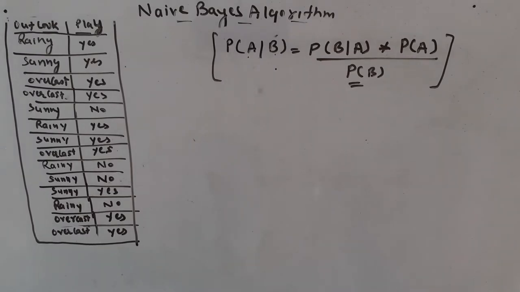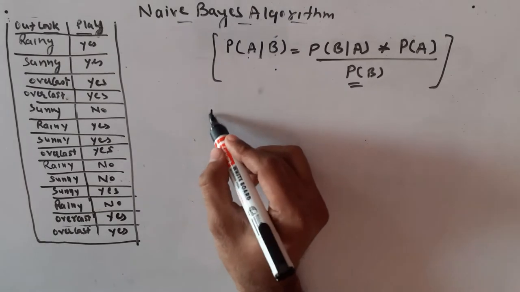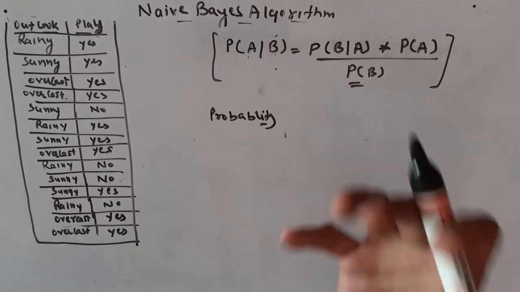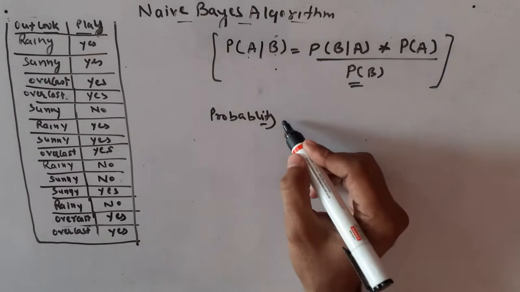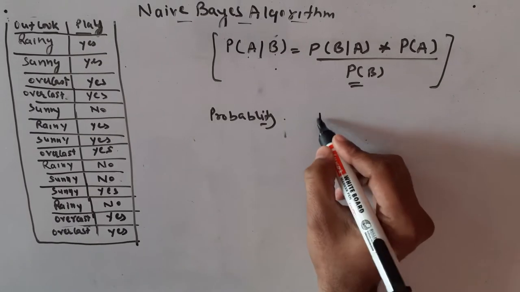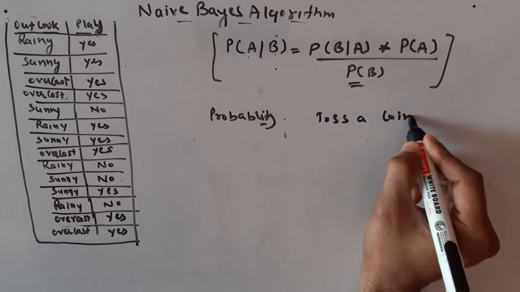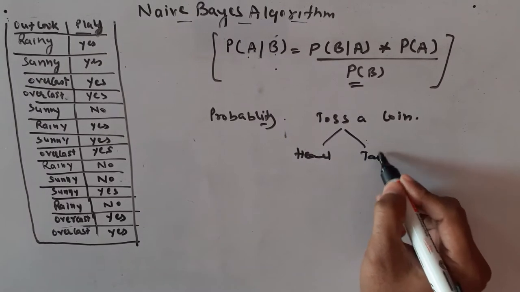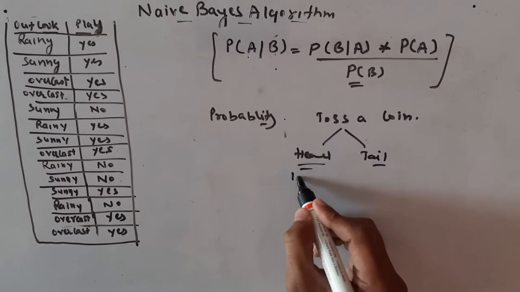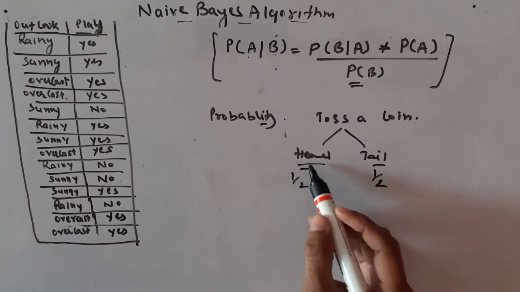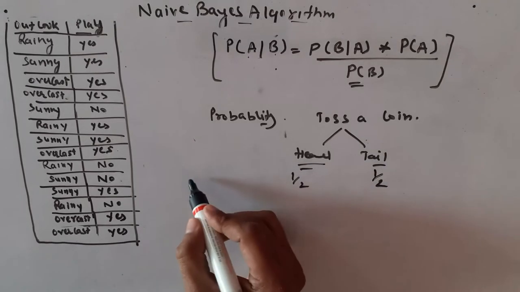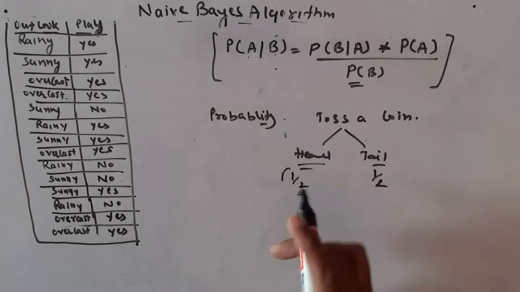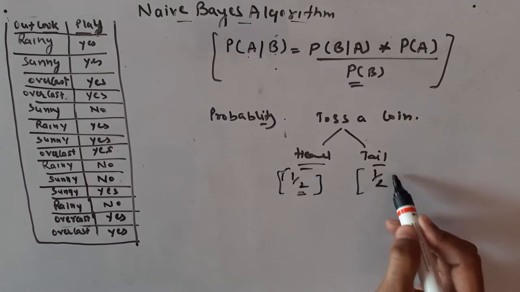as a refresher, let me tell you how probability works. Probability is basically the occurrence of a particular event given the total number of events. For example, if you toss a coin, then the probability of getting head is 1/2, and the probability of getting tail is 1/2, because the total number of possible outcomes is 2, and one of them is head. So it is the probability of head and it is the probability of tail.